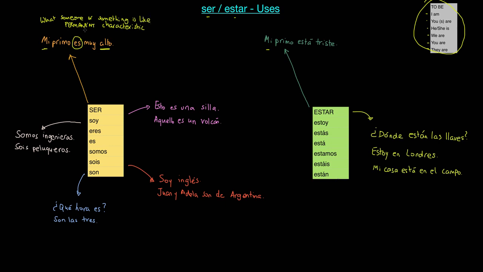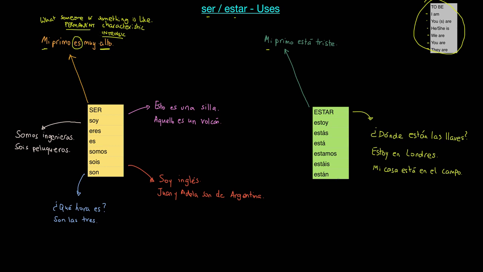And it's a pretty permanent characteristic. Said in other words, we could also say that it's quite an intrinsic characteristic. So it's almost part of the nature of that person or of that thing. Intrinsic, tricky word. So my cousin being tall, generally speaking, he's tall, and that's that. It's permanent, that's what he's like.